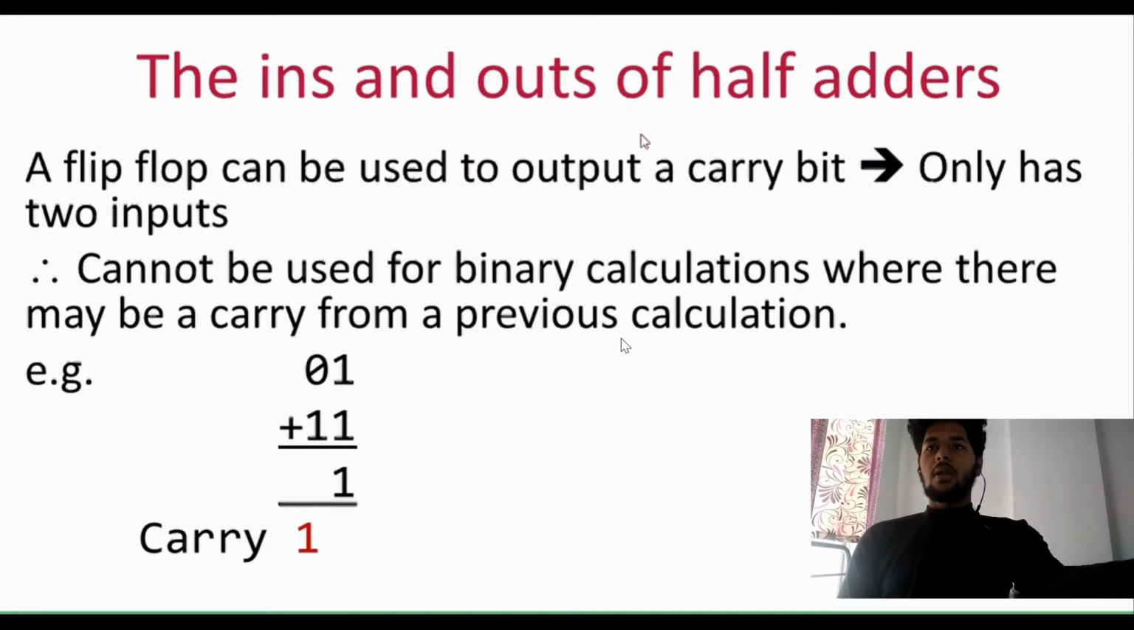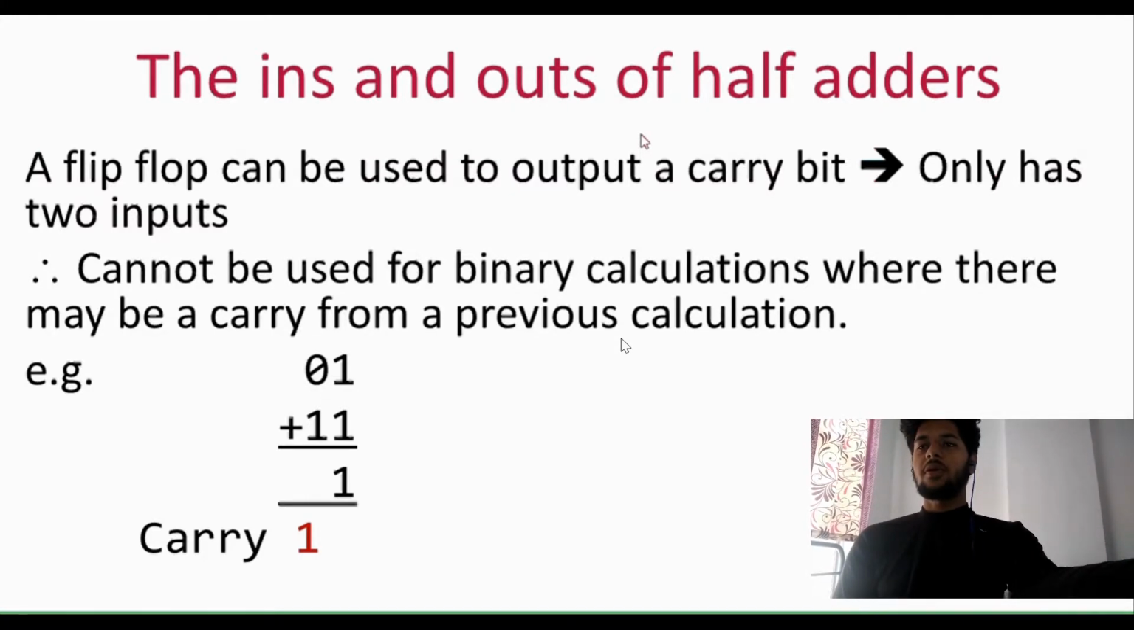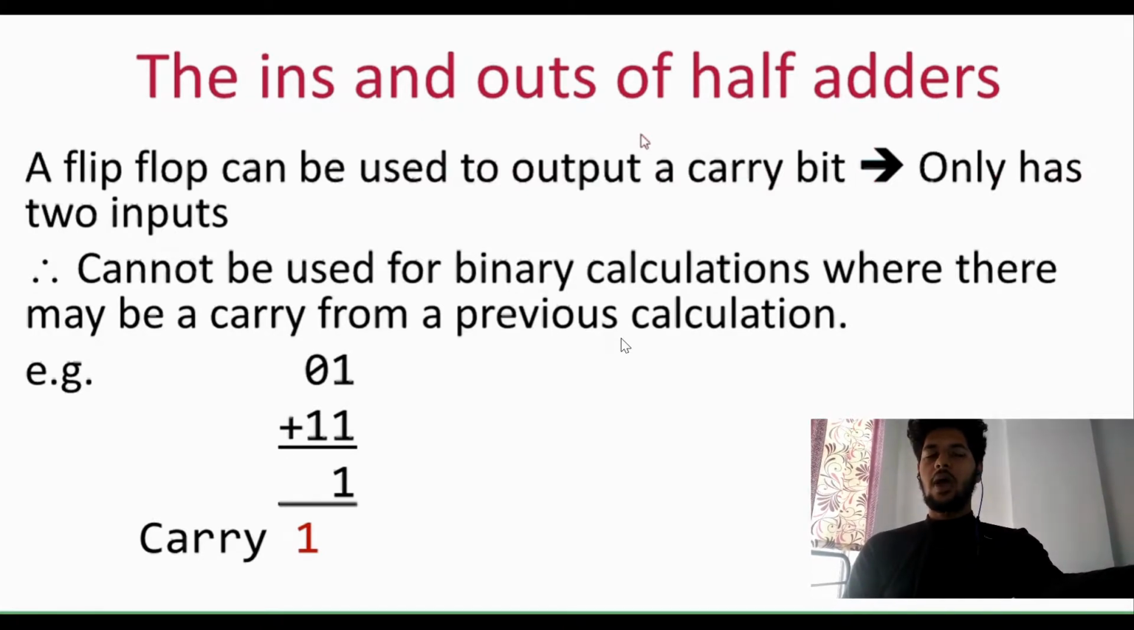The ins and outs of half adders. A half adder can be used to output a carry bit, but it only has 2 inputs. Therefore, it cannot be used for binary calculations where there may be a carry from a previous calculation. For example, 0 1 plus 1 1 gives 1, but there remains a carry which cannot be further added in a half adder.